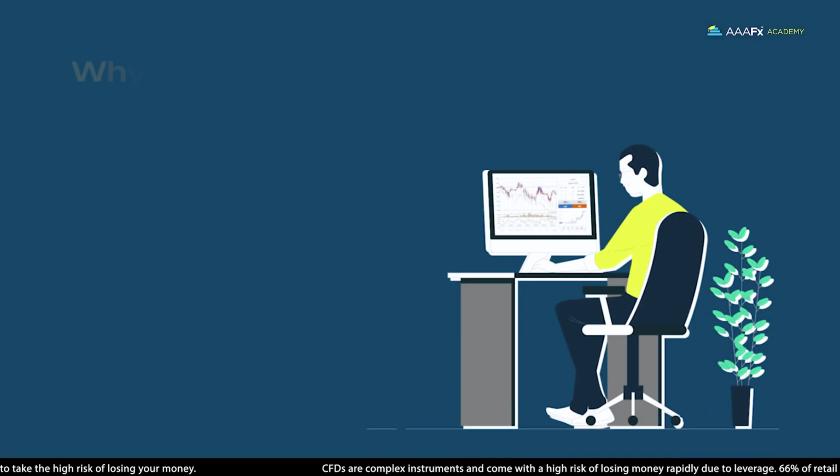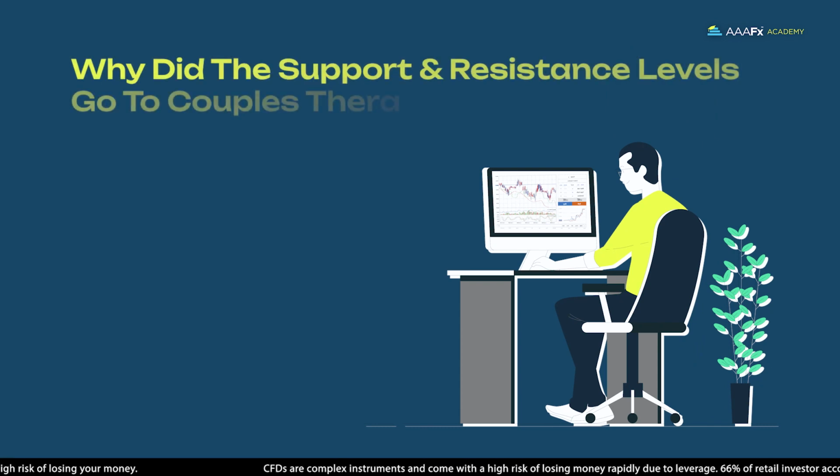Before moving ahead, let me test you. Answer a simple question. Why did the support and resistance levels go to couples therapy? They needed to work on their communication issues and stop breaking up all the time.